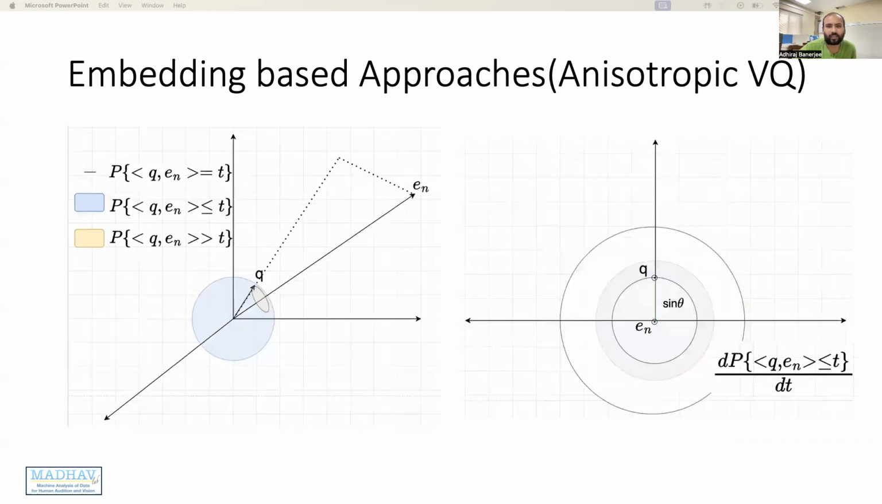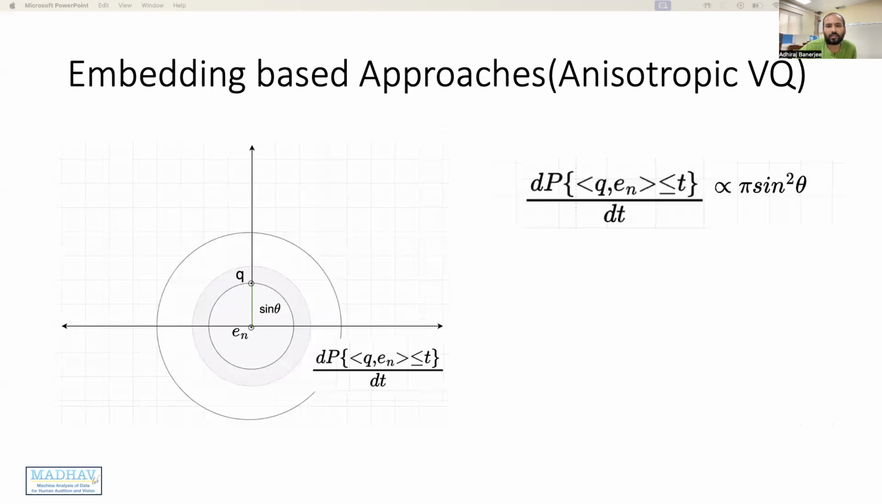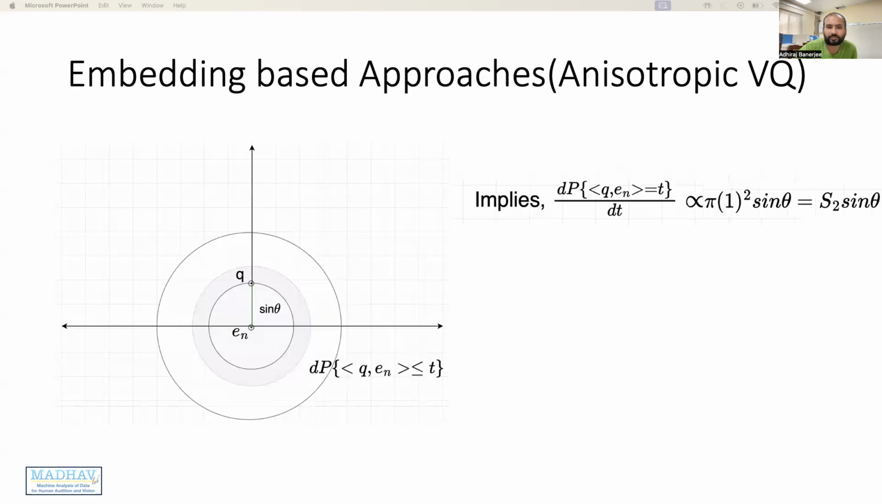If we now stand on the tip of embedding EN and look directly towards the origin, we see that the change in the partition of queries for which the inner product is less than or equal to T, with respect to T, is the purple region marked on the surface of the unit sphere. This change is proportional to the surface area of the circle with radius sine theta for the three-dimensional space. You can consider the width of this surface to be very small. As a generalization to d dimensions, we can state that the change is proportional to the surface area of the d-1 dimensional hypersphere with radius sine theta.